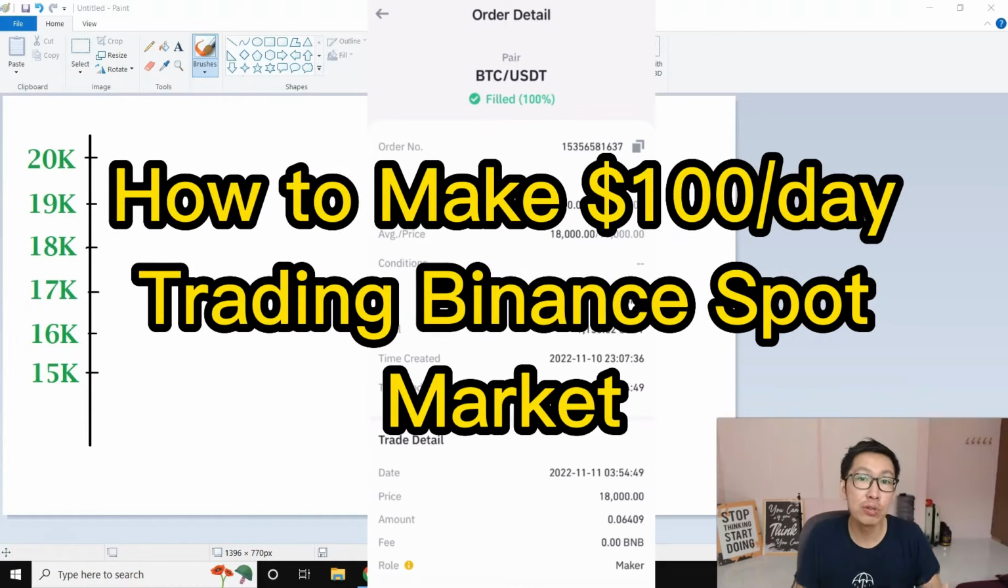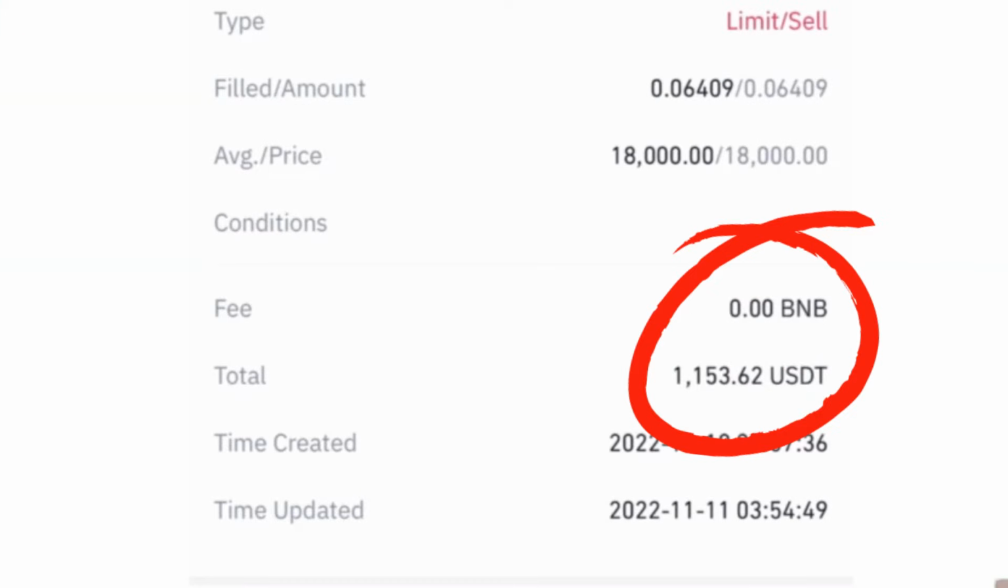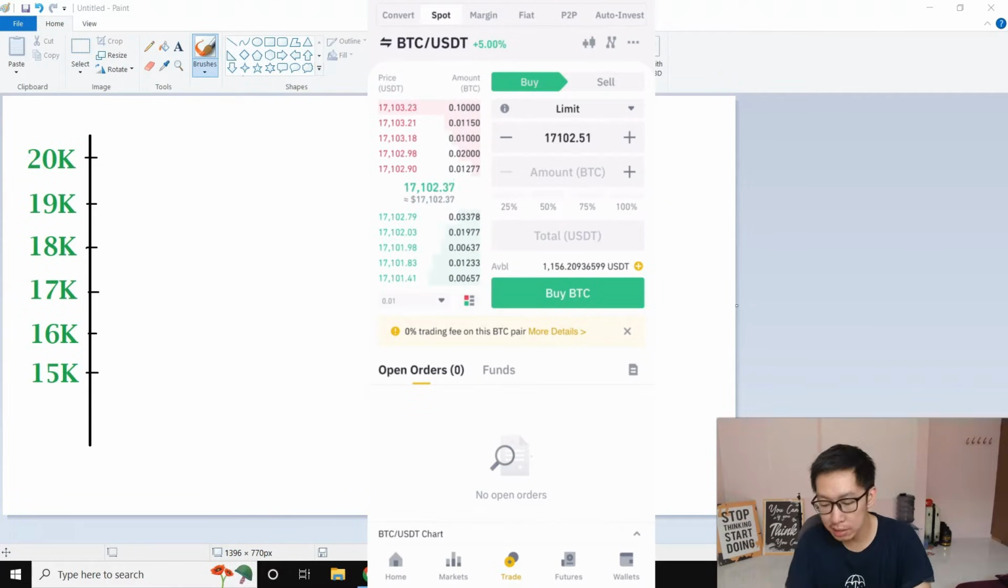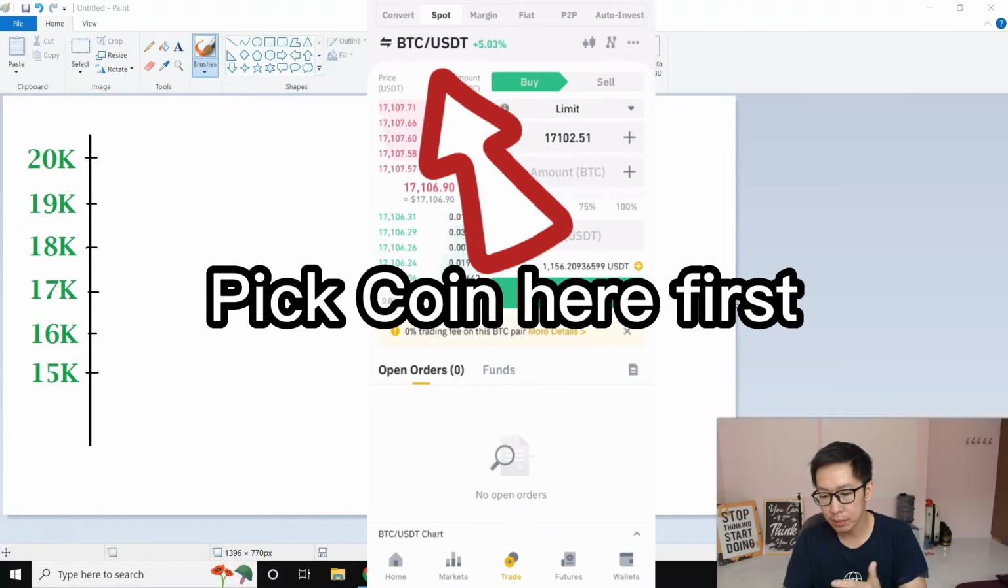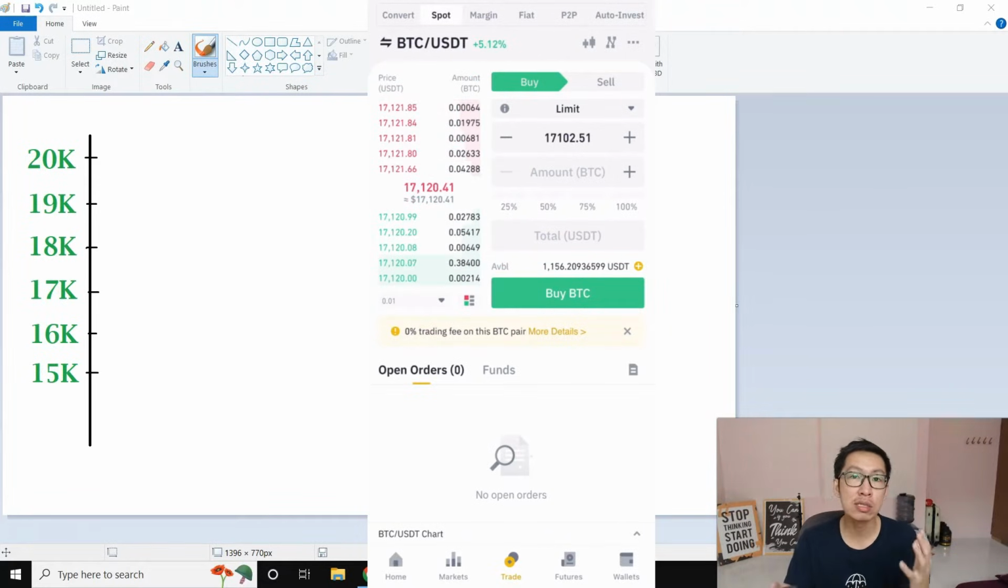Hey guys, today I'm going to show you how you can make money trading Binance Spot. Alright, so to make money on Binance Spot is very easy, guys. All you have to do, you go to trade and then you can buy coins. I would suggest you pick Bitcoin, which is much safer.